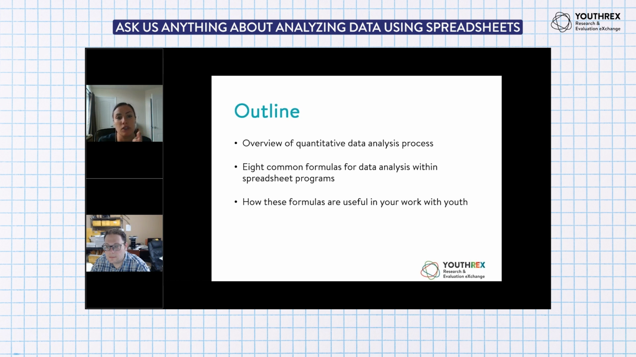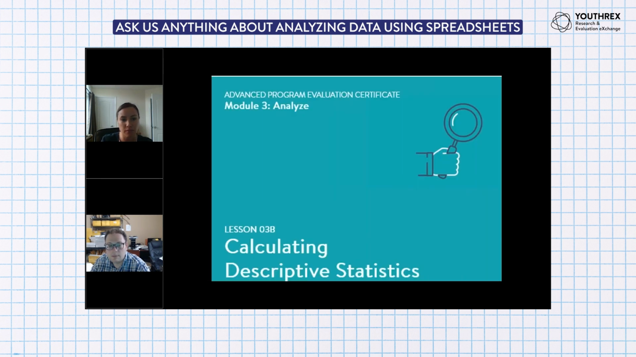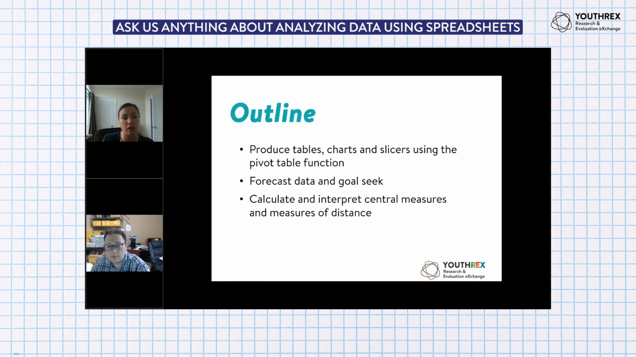tangible and practical examples of how you would actually use this if you wanted to find the oldest youth in your program, the youngest youth in your program, our average attendance rate for programming. So all these things are really helpful for you to be able to quickly understand what's going on within your program. And then module 3B, so our second lesson there, is all around calculating descriptive statistics.